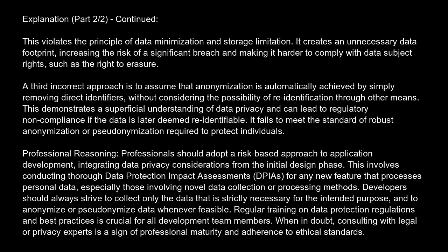A third incorrect approach is to assume that anonymization is automatically achieved by simply removing direct identifiers, without considering the possibility of re-identification through other means. This demonstrates a superficial understanding of data privacy and can lead to regulatory noncompliance if the data is later deemed re-identifiable. It fails to meet the standard of robust anonymization or pseudonymization required to protect individuals.